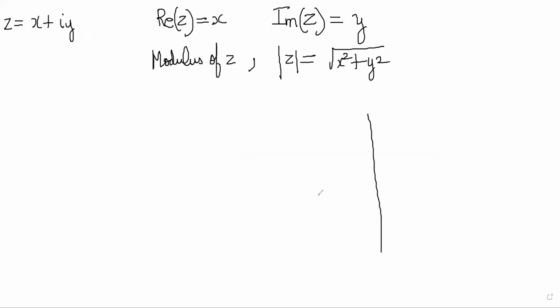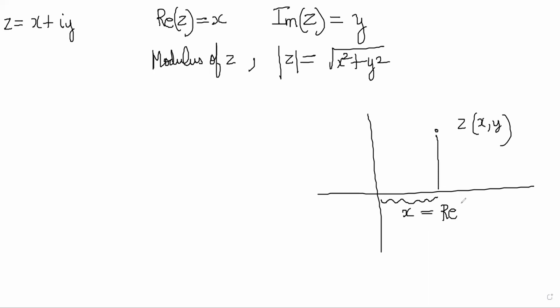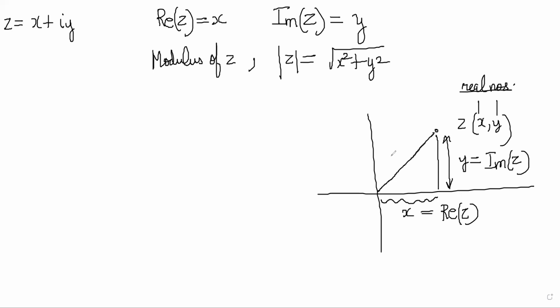What does this mean on the complex plane? Any complex number z is here. It is x comma y, basically. This is the real part, the x coordinate, or real part of z. This is the imaginary part, the y coordinate, or imaginary part of z. x and y are basically real numbers. And what is the modulus of z? Modulus of z is this length. This length is called the modulus of z. So you can see clearly by Pythagoras theorem, mod z should be equal to root over x square plus y square.